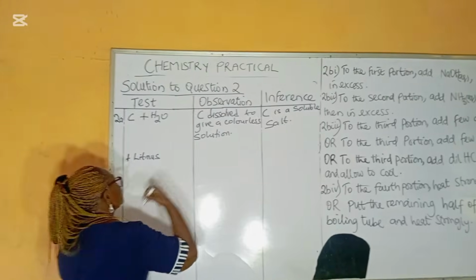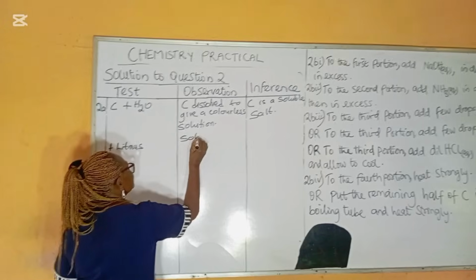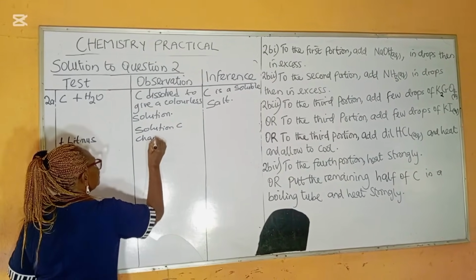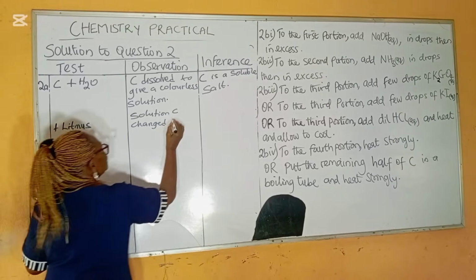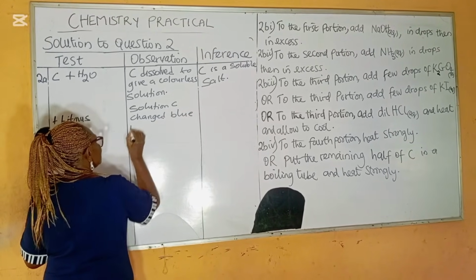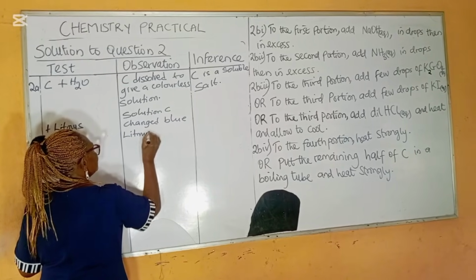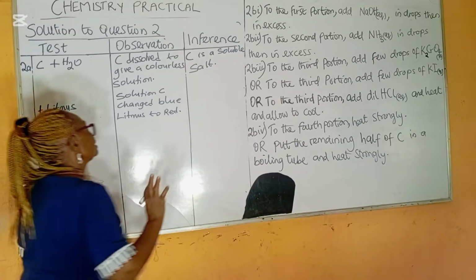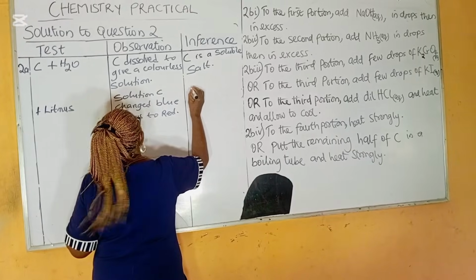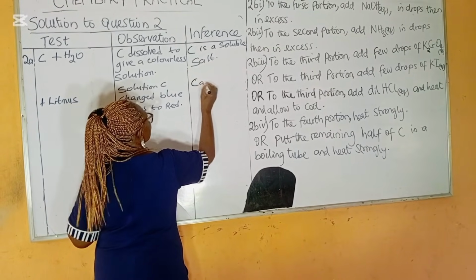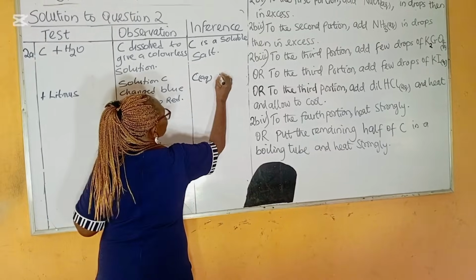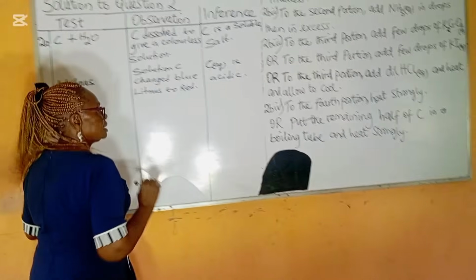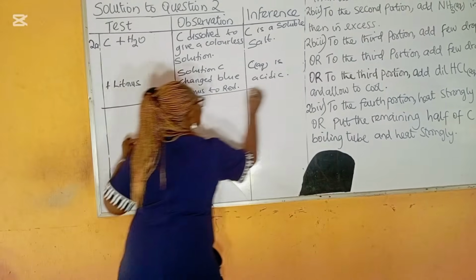So for litmus paper, what do you see? Solution C changes blue litmus to red. That's what we want to see. So we comment solution C or C aqueous. Make sure you put aqueous. C aqueous is acidic. Not acid, but what? Acidic. You can underline. We are done with that number.